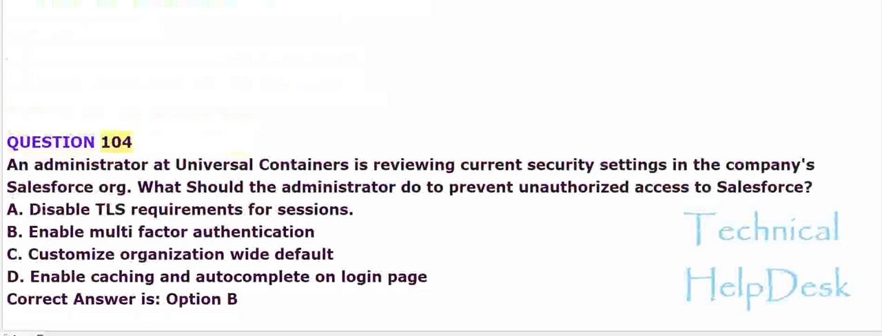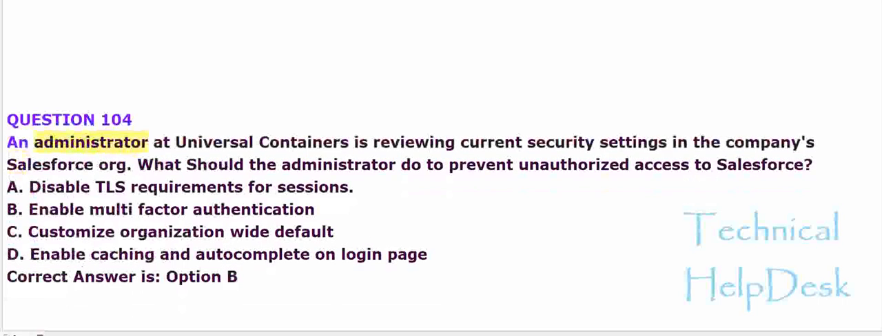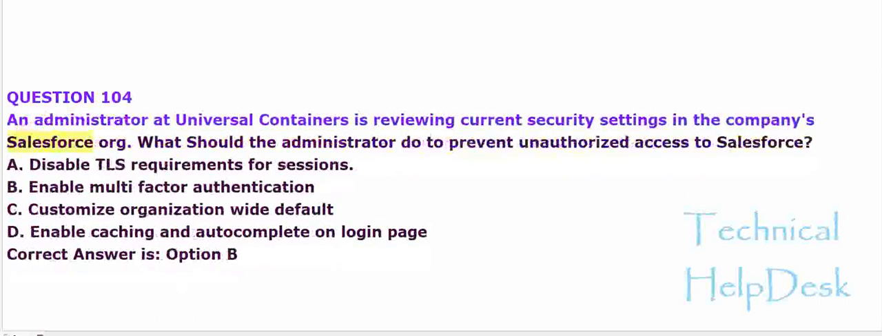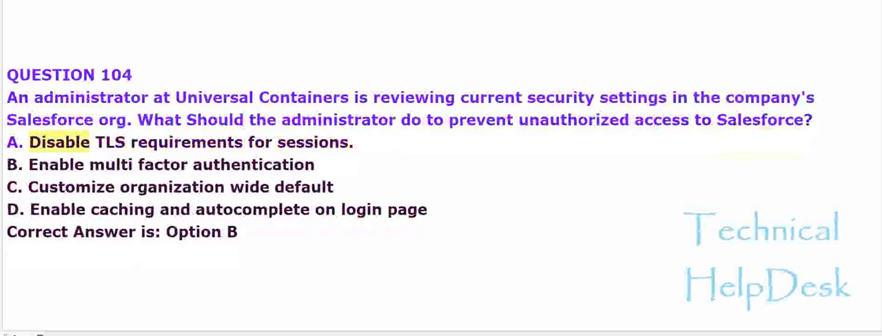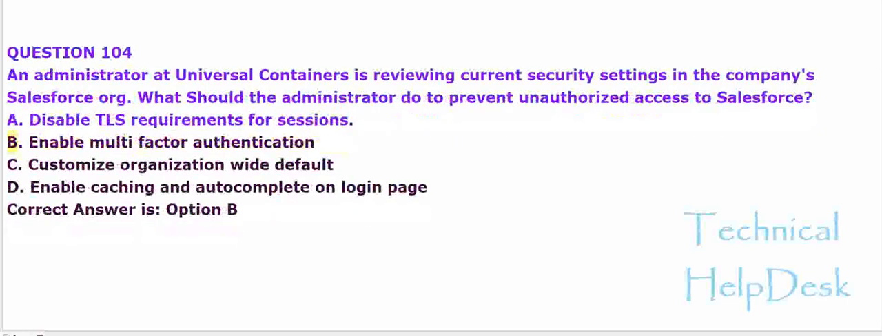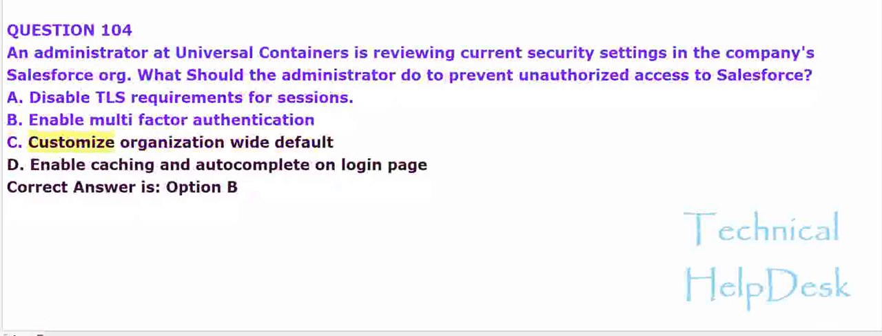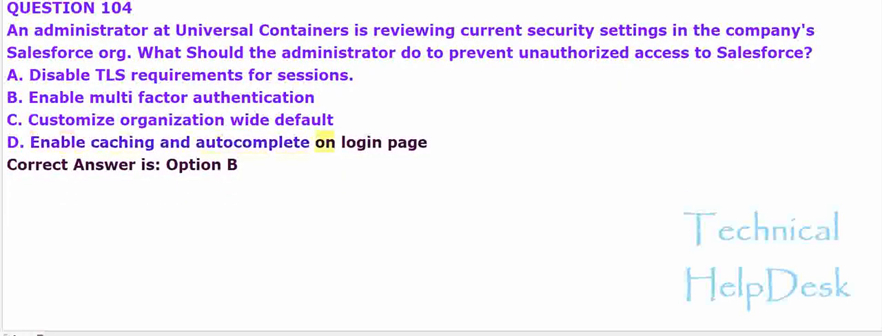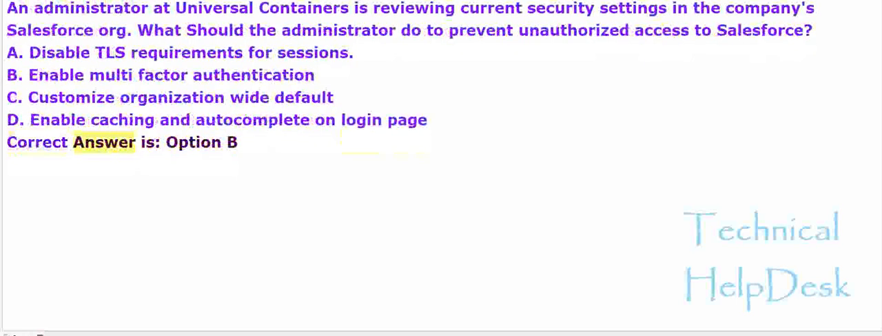Question 104. An administrator at Universal Containers is reviewing current security settings in the company's Salesforce org. What should the administrator do to prevent unauthorized access to Salesforce? A. Disable TLS requirements for sessions. B. Enable multi-factor authentication. C. Customize organization-wide default. D. Enable caching and autocomplete on login page. Correct answer is option B.